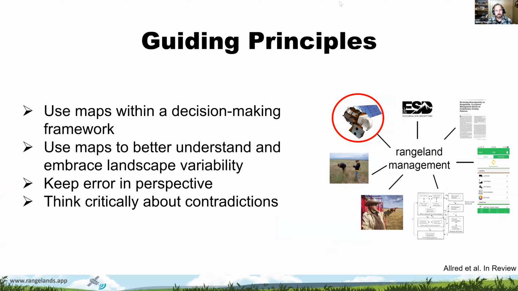So the last bit of advice I want to give you on working with any kind of remote sensing products, there are some principles you need to keep in mind. A reminder that you need to be using this within a much larger rangeland decision-making framework. Remember, it's just one piece of information, okay? Use these maps to better understand and embrace that variability and really keep that error in perspective. Remember the saying that all models are wrong, but some are useful?